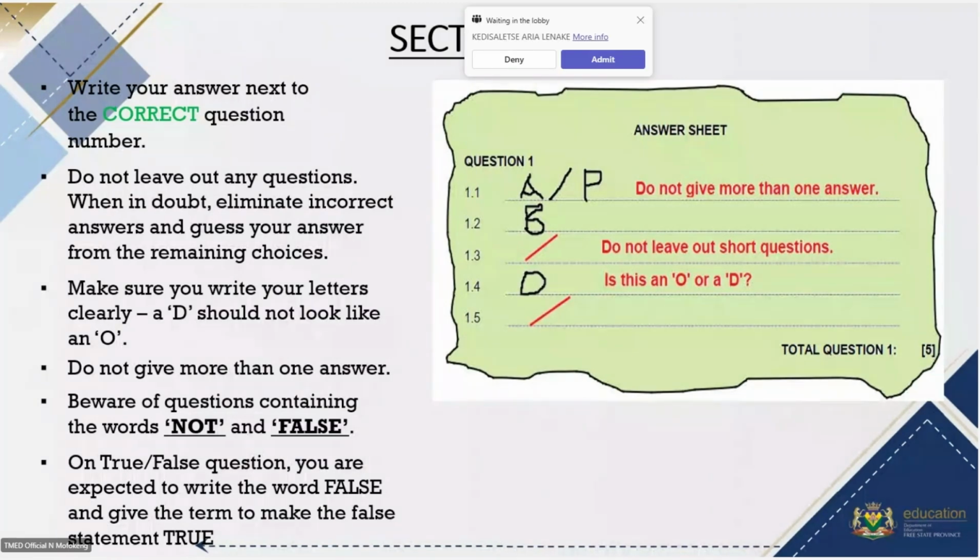So now in your section A, beware of questions containing the words not and false. For example, if the question says, which one of the following is not an example of input devices? Now you ignore the word not, then you go and look for the example of an input device, then you give that as an answer. Then you're not going to get it correct because the question will have specified which one is not.